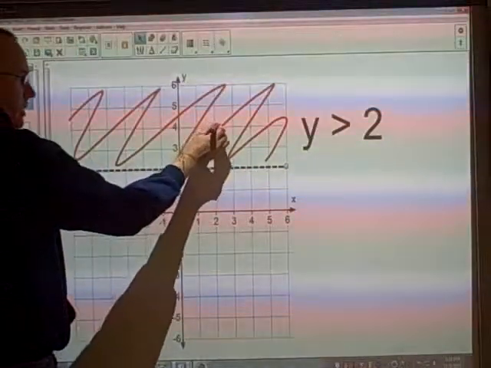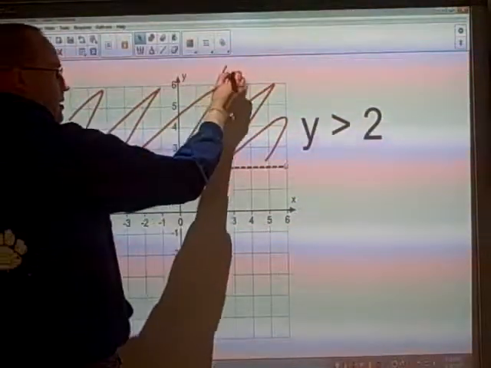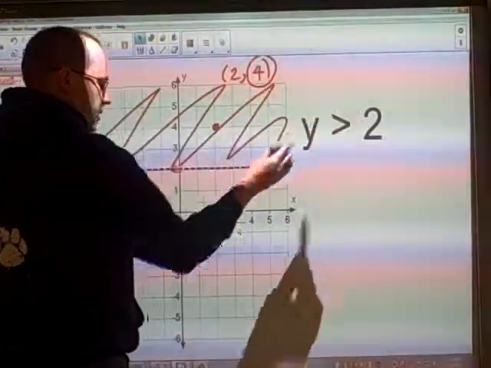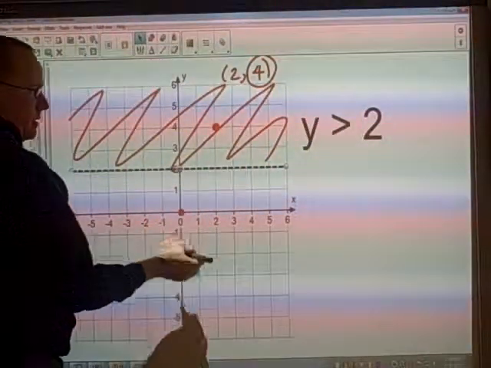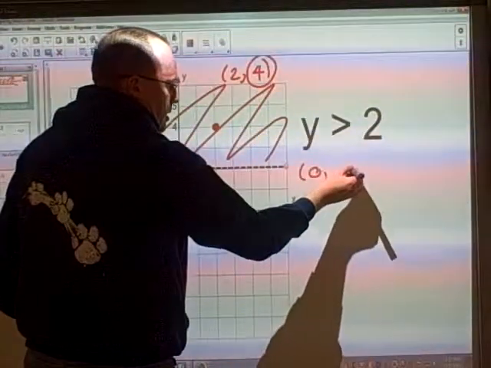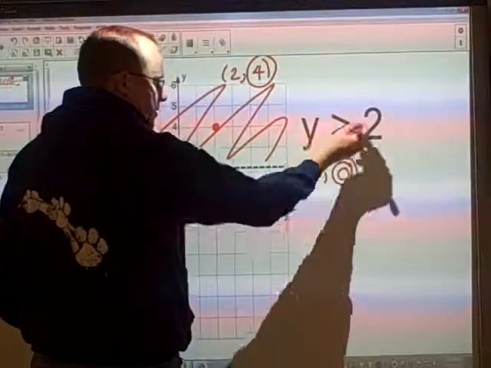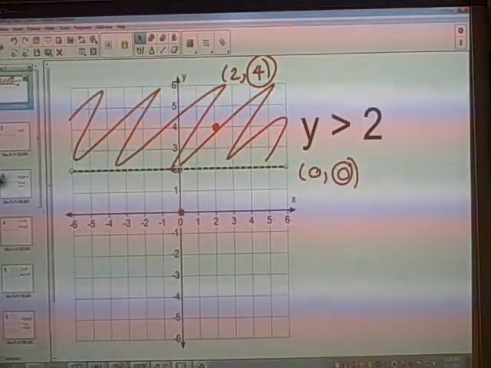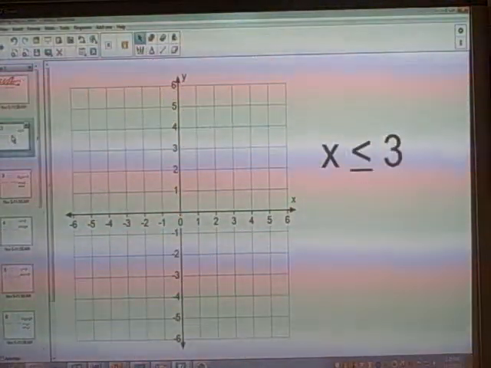And if I pick a point up here, for example, this point here, 2, 4, then look at the y value, it's certainly greater than 2. Whereas if I pick a point down here, say 0, 0, here's the y value, this time 0, is that greater than 2? Well, no, and that's why that side of the line isn't shaded. So we can use that as an additional check too.